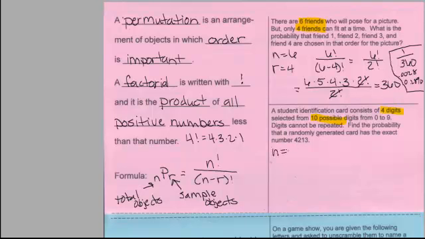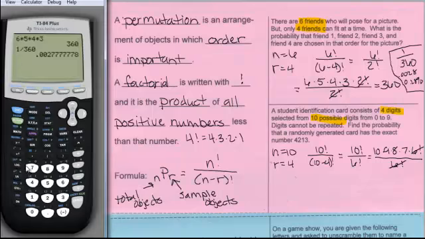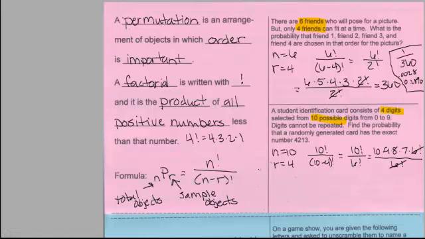So our n is 10 and our r is 4. So it will be 10 factorial over 10 minus 4 factorial, which is 10 factorial over 6 factorial, which is 10 times 9 times 8 times 7 times 6 factorial, all over 6 factorial. Those cancel. So in your calculator, 10 times 9 times 8 times 7. 5040. So it is 1 over 5040.